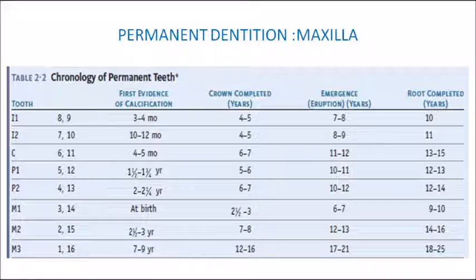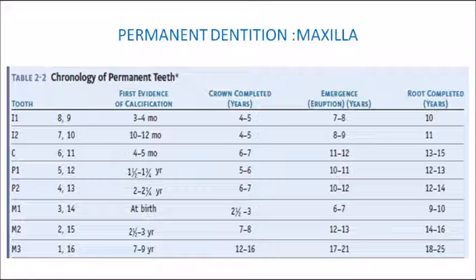Now coming to eruption. The first tooth to erupt in the upper arch is your first permanent molar at the period of 6 to 7 years. Then you have your central incisors at 7 to 8 years, followed by lateral incisors at 8 to 9 years. Then actually it's not the canine, it is the first premolars. It is erupting at a period of 10 to 11 years. Then you have your second premolars at 10 to 12 years of period, and canine at 11 to 12 years.